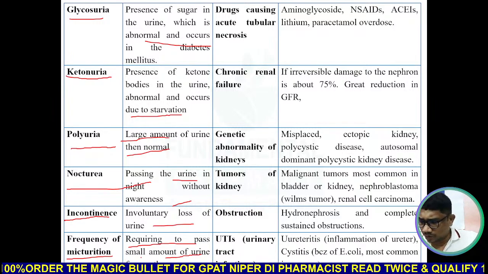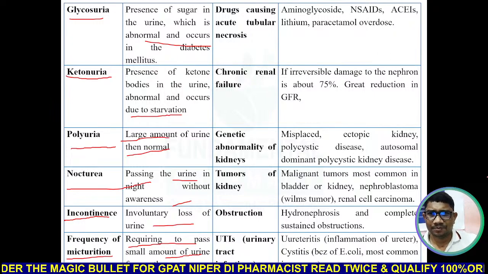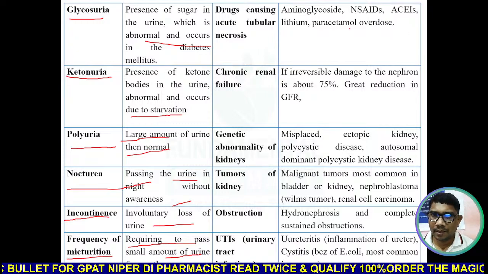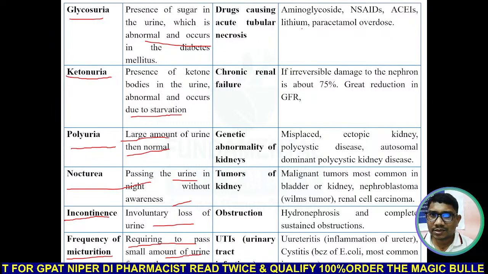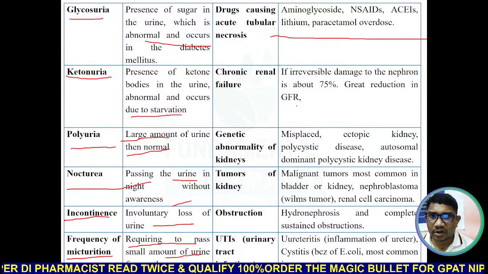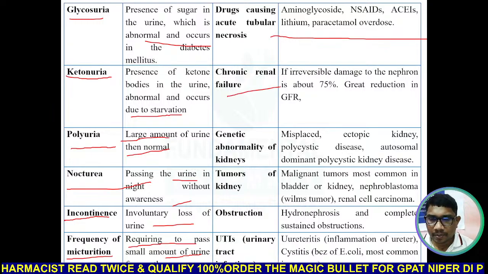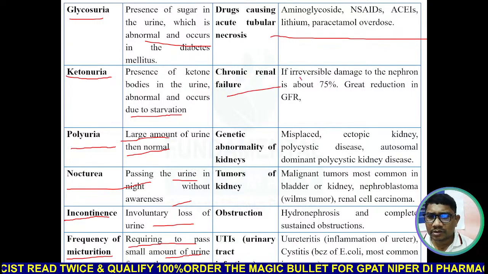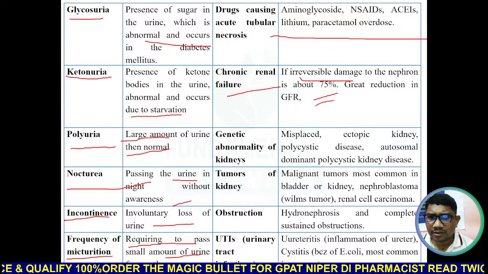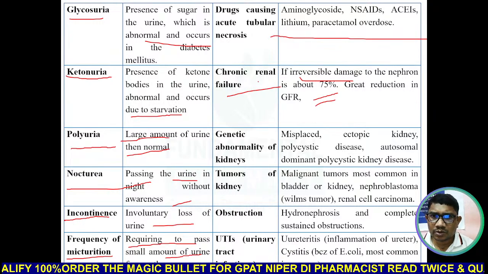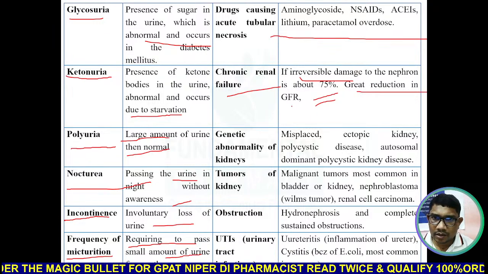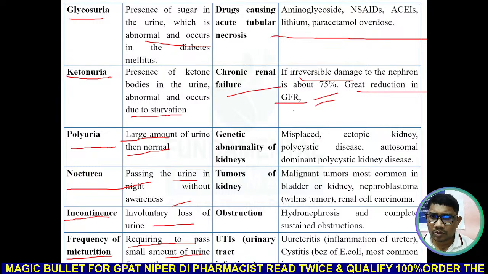Drugs causing acute tubular necrosis: all your painkillers, aminoglycosides, NSAIDs, ACE inhibitors, lithium, paracetamol can cause acute tubular necrosis and chronic renal failure. If irreversible damage to the nephron is there, about 75% of nephrons damaged, that is nothing but chronic renal failure, with a great reduction in GFR. The glomerular filtration rate becomes very low.